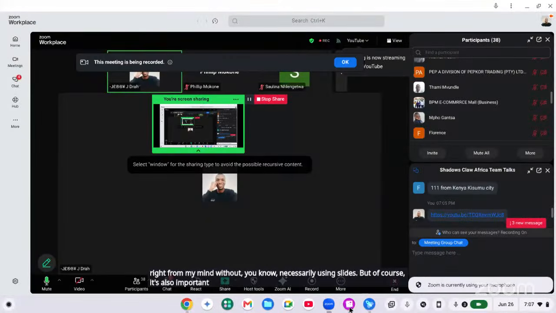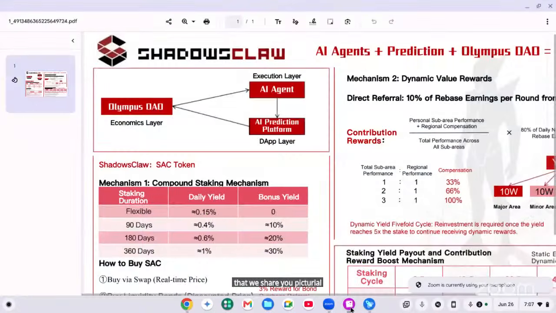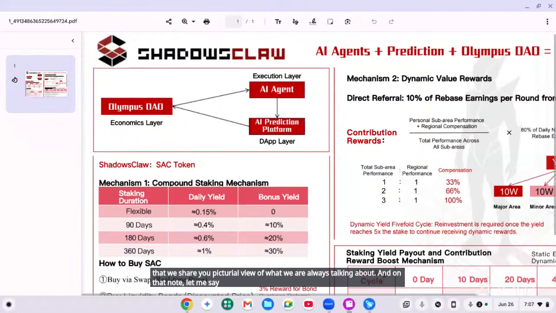And then also to set the ball rolling, I would like to share my screen and walk you through some few slides. I love to do my presentation right from my mind without necessarily using slides. But of course, it's also important that we share a pictorial view of what we are always talking about. And on that note, let me say welcome officially to our conversation tonight.